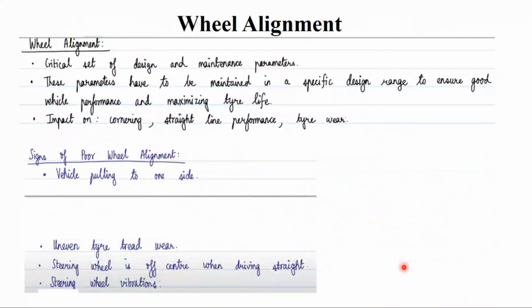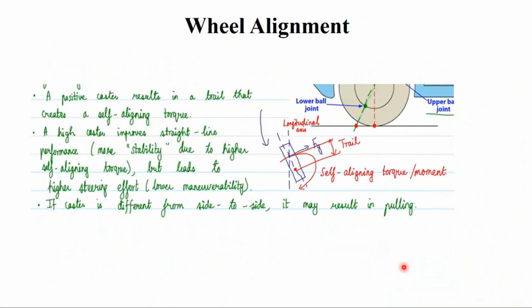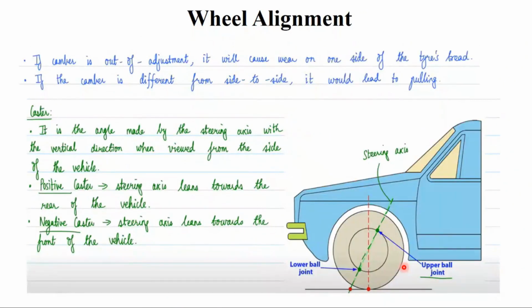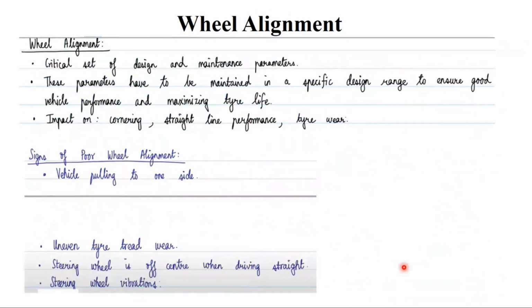Now there is an important set of parameters called wheel alignment. We are going to see some important parameters, caster, camber. Why do we need wheel alignment? See, this is a critical set of design and maintenance parameters, and these parameters have to be maintained in the specific design range to ensure good vehicle performance and maximize the tire life. And we need to inspect it during cornering, straight line performance, tire wear, etc.